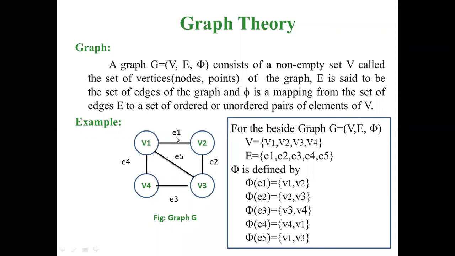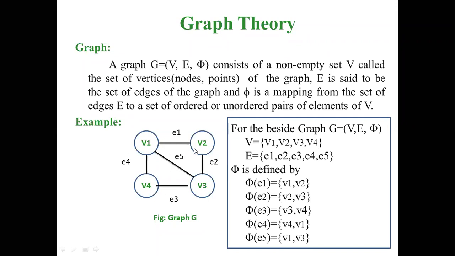For example, we consider a graph here. V1, V2, V3, V4. The vertex set is {V1, V2, V3, V4}. E is equal to {E1, E2, E3, E4, E5}.